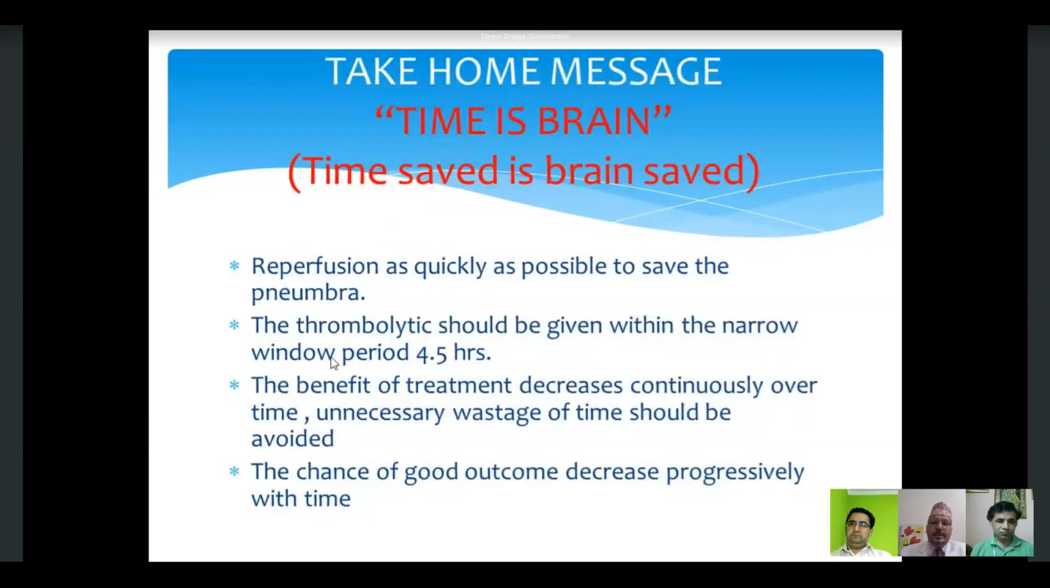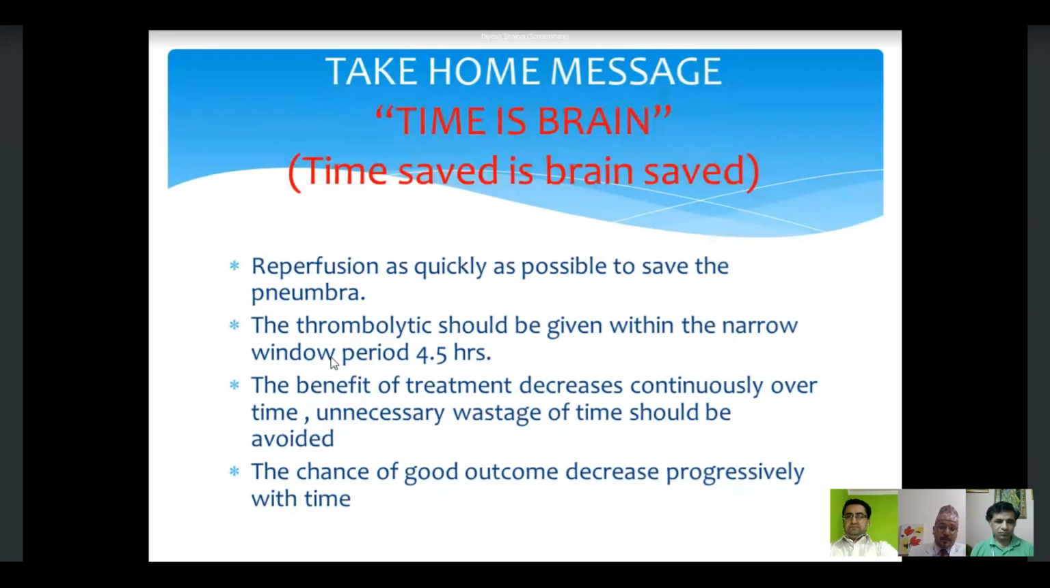So take home message: time is brain, time saved is brain saved. Reperfusion as quickly as possible to save the penumbra. The thrombolytic should be given within the narrow period of time, that is 4.5 hours. The benefit of treatment decreases continuously over time. Unnecessary wastage of time should be avoided.